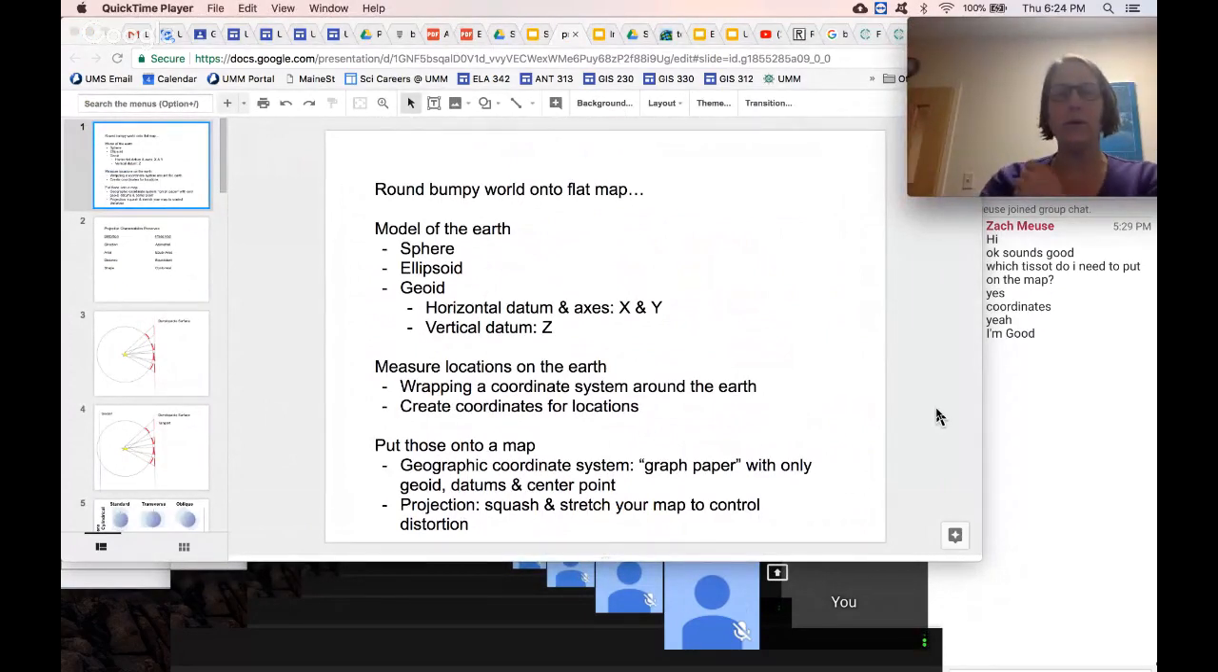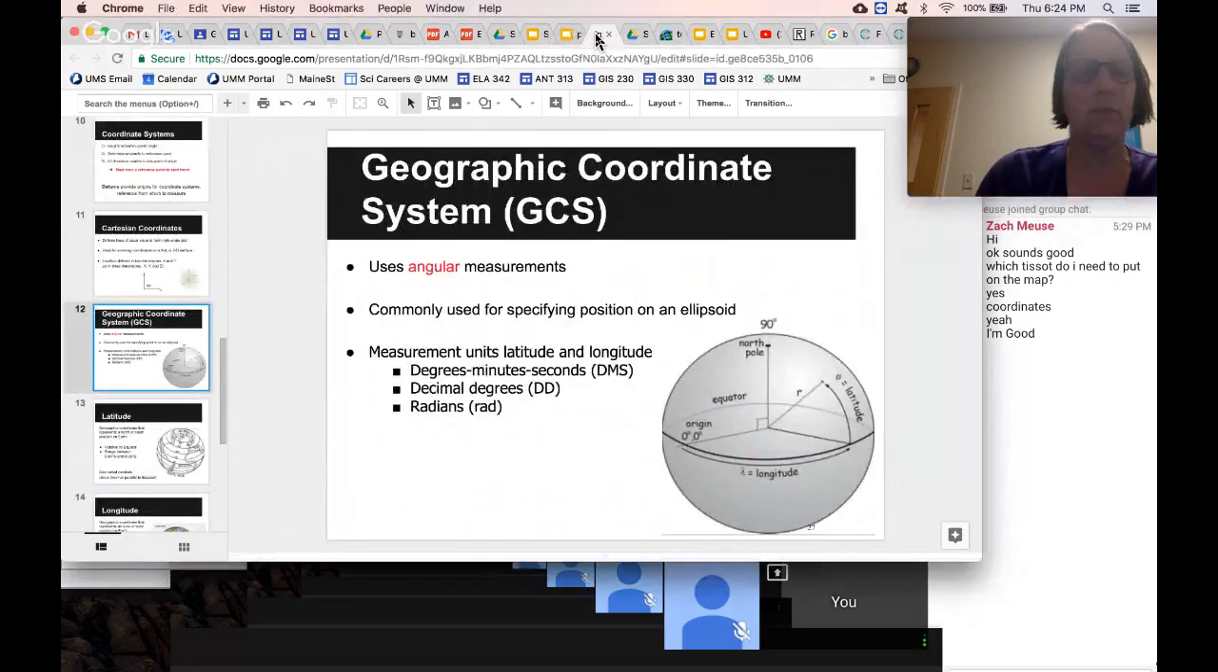Okay, so remember, this whole process is about systematically taking a round, bumpy world and squashing it onto a flat map. We've got a model of the Earth. We took the sphere, we squashed it to make an ellipsoid, then we made it round and bumpy to make our geoid. We took a horizontal datum and wrapped it around the Earth. We also took a vertical datum.